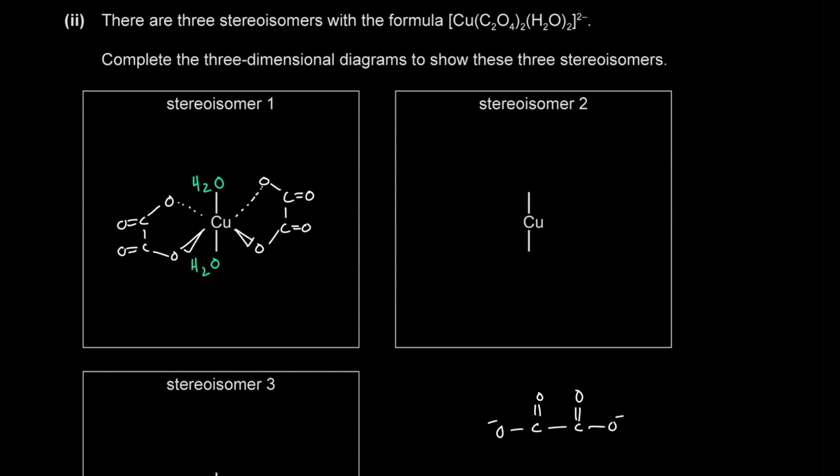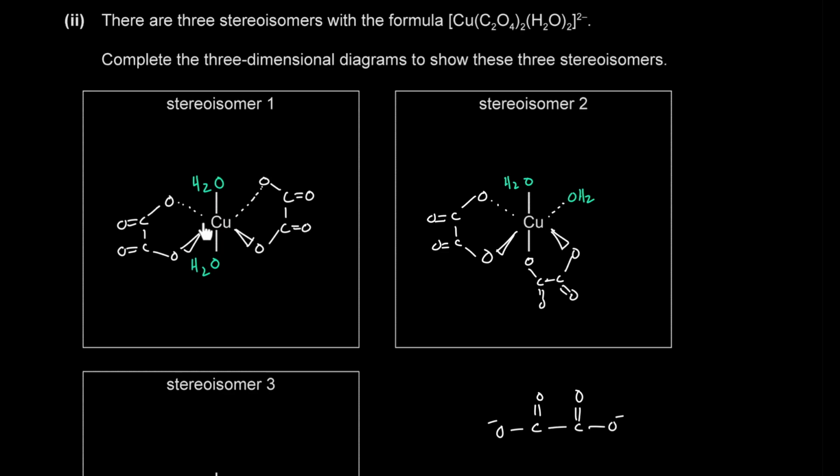Now for the cis isomer, the two water molecules will be at 90 degrees to each other, like this. And then we're going to have the two bidentate ligands again. So we have oxygen bonded to a C double bond O, bonded to a C double bond O, bonded to an oxygen, like this. And then we have the same thing over here. So this is one of the cis isomers, okay?